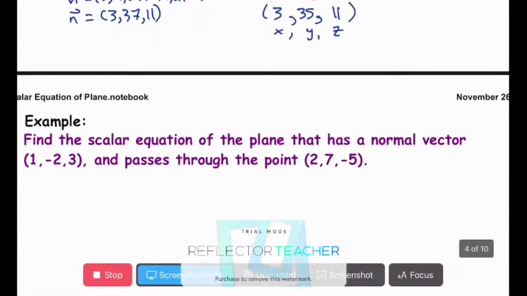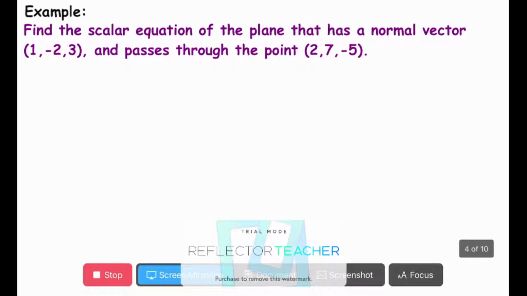In our next example question, we are asked to find the scalar equation of the plane. So remember, scalar equation, we just learned that: Ax plus By plus Cz plus D equals 0 of the plane that has a normal vector. So we already have our normal vector. Awesome. And passes through the given point 2, 7, -5. And remember, we said earlier that to define the scalar equation of our plane, all we need is our normal vector and a known point. So let's see how we do that.